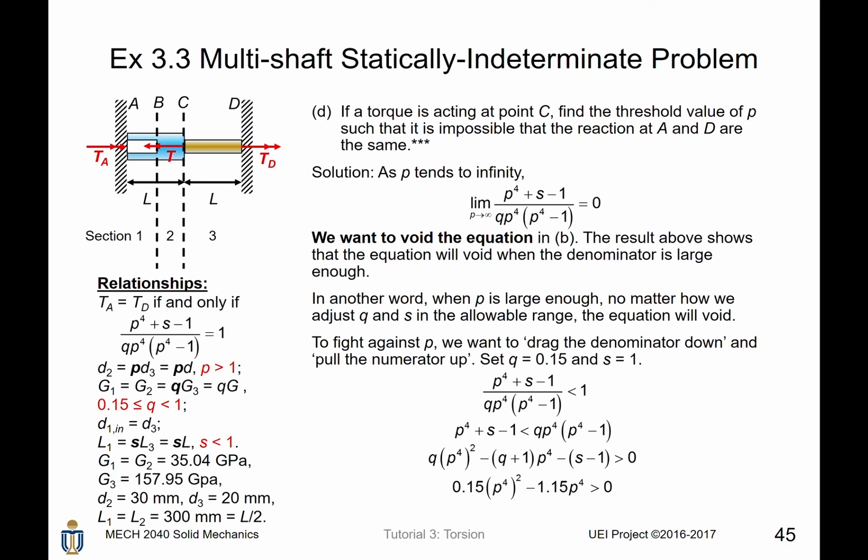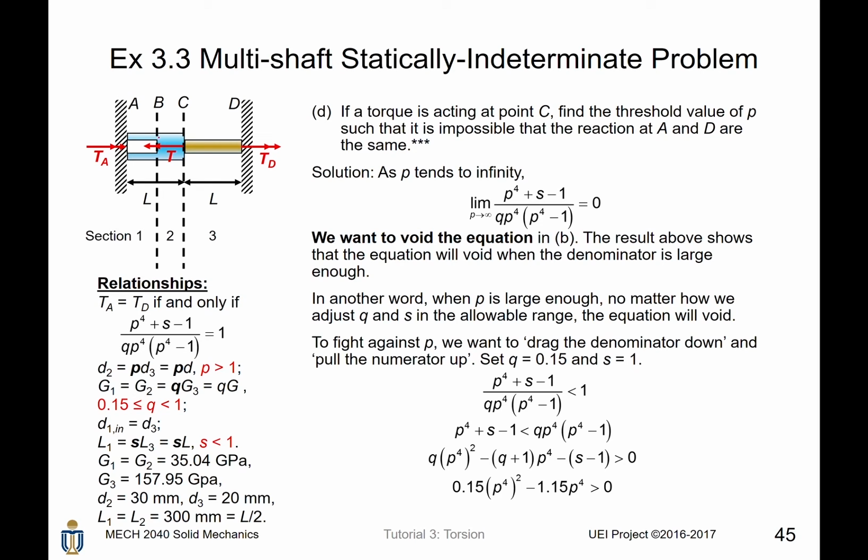But in this problem, we have a very critical limit. If the diameter of the blue bar is too big, to some extent, it would no longer be possible for the reactions at A and D to be the same. Therefore, we cannot make the diameter of the blue bar too big. Otherwise, it is impossible to make our problem in part A occur.